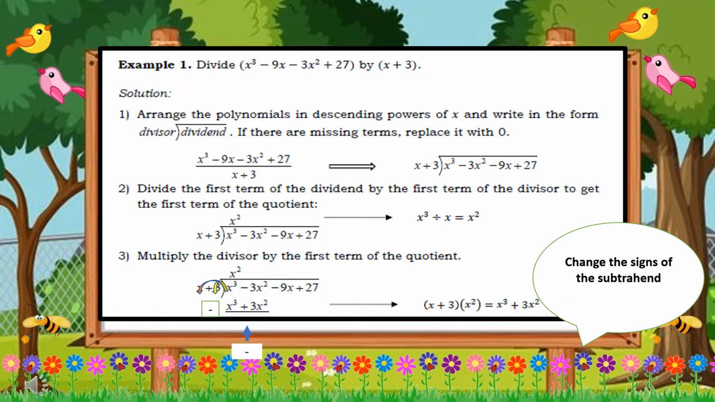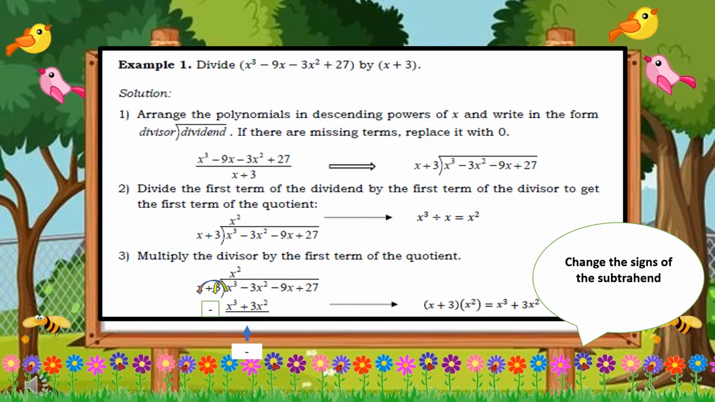The second step is we're going to divide the first term of the dividend by the first term of the divisor to get the first term of the quotient. In order to get the answer, you're going to subtract the exponent of x in the divisor from the exponent of x cubed. If there's no exponent, it means the exponent is 1. So you subtract 3 minus 1, the answer is 2. That's why the answer here is x squared.